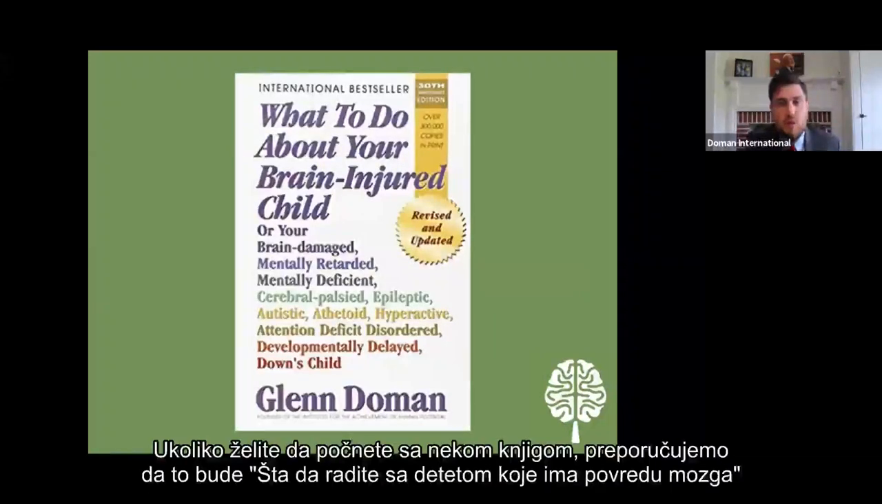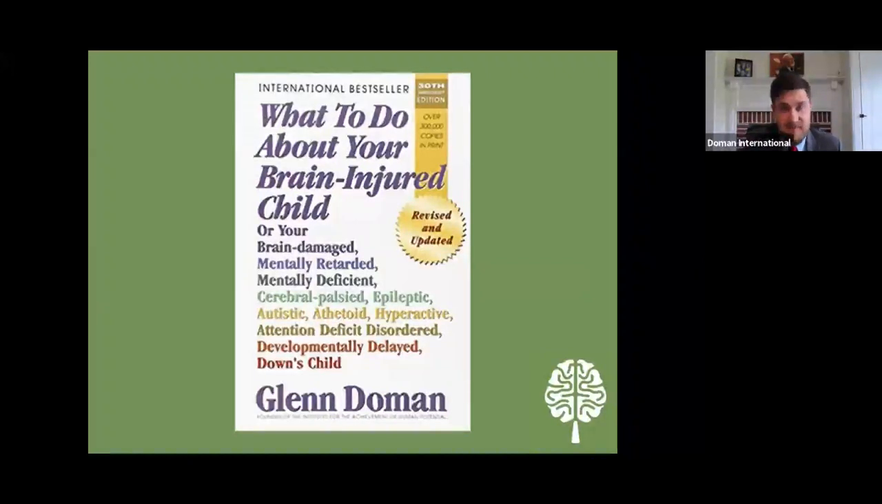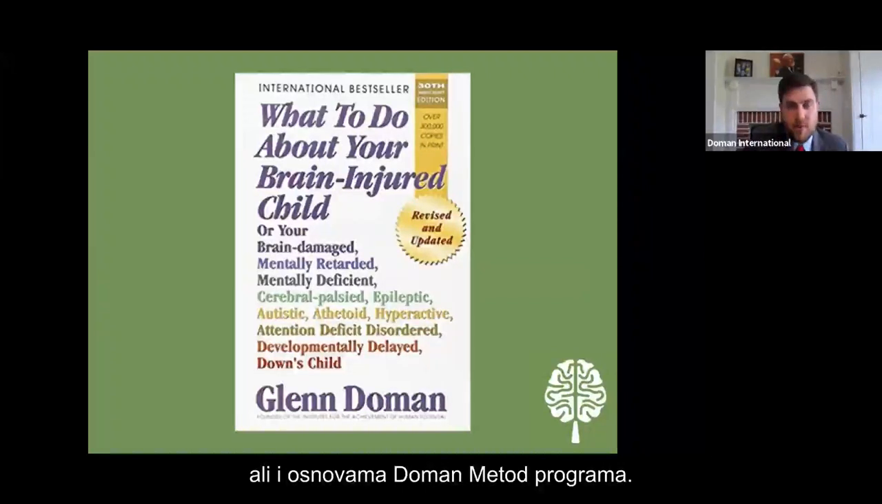Sometimes parents want to learn about the Glenn Doman books. So if you were to get some books to get started, the first thing we would recommend is to get the book, What to Do About Your Brain Injured Child. You get to hear it from the man himself about his discoveries and findings and the foundations of the Doman Method program.